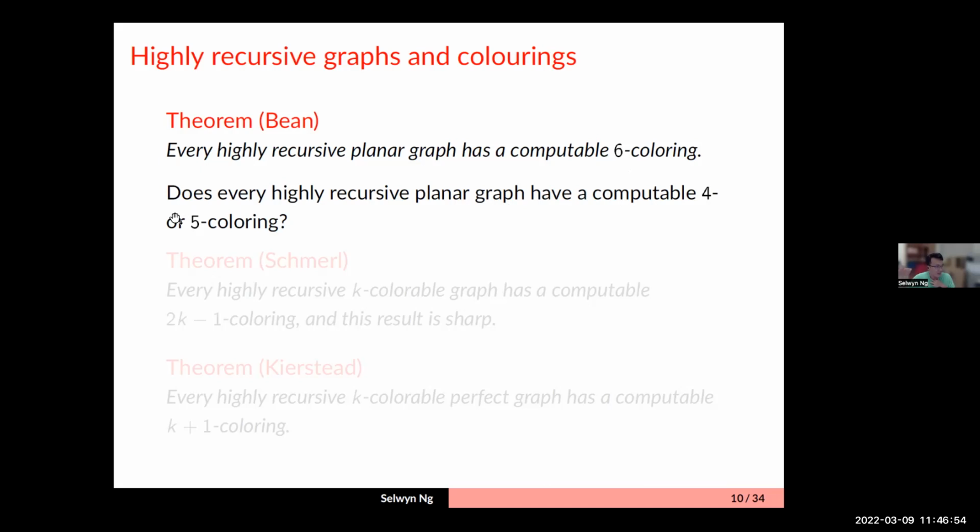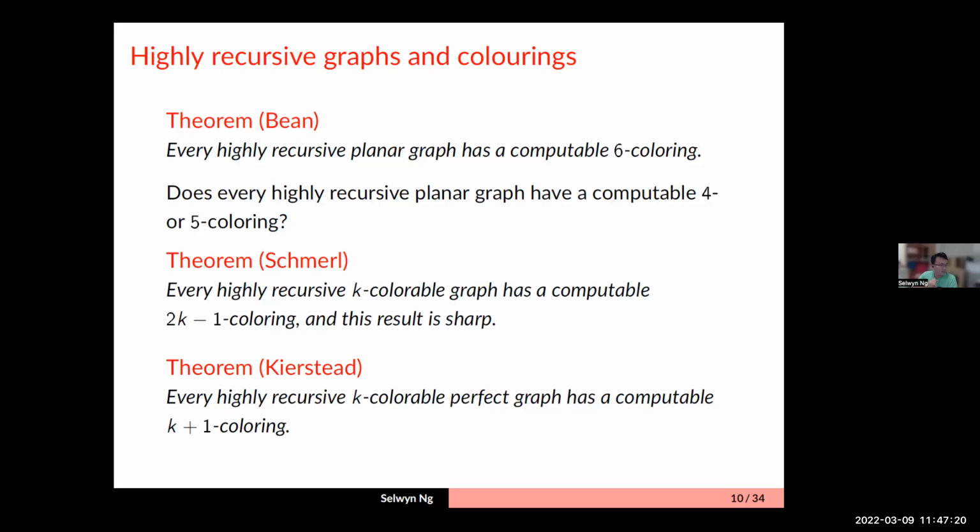And as far as I know, perhaps someone who knows can tell me if this is true or not, but as far as I know, this question which was raised in that paper is still open: whether every highly recursive planar graph has a computable 4 or 5 coloring. This I think is not known. Nevertheless, Schmerl generalized his results by showing, in fact, that every highly recursive k-colorable graph has a computable 2k-1 coloring, and this result is sharp.